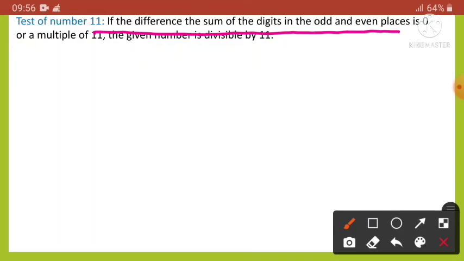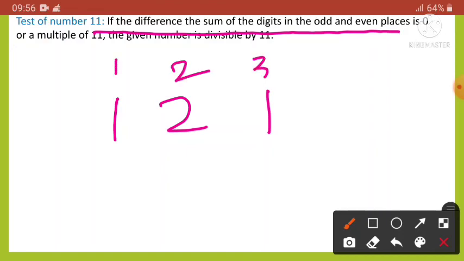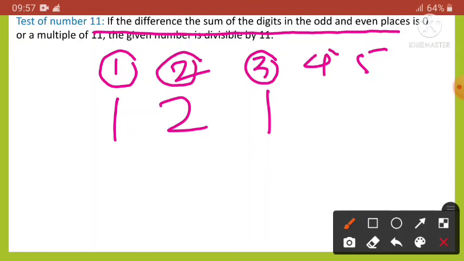Now we have to look. Suppose I have a number 121. So it is the first position, the second, the third, and so on. 1, 3, 5, all these are the odd places, and 2, 4, 6, all these are the even places.